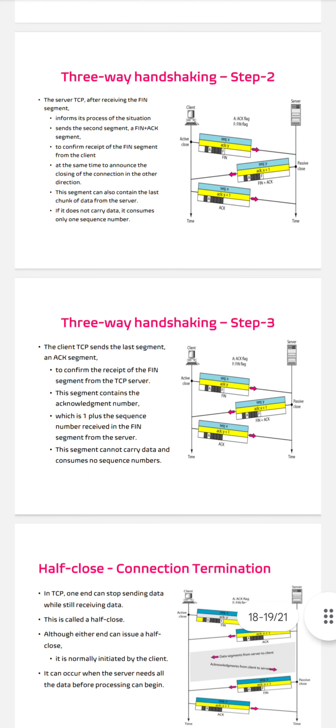Step 3: the client TCP sends the last segment, an ACK segment, to confirm the receipt of the FIN segment from the TCP server. It contains the acknowledgement number, which is 1 plus the sequence number received in the FIN segment from the server. This segment cannot carry data and consumes no sequence numbers.